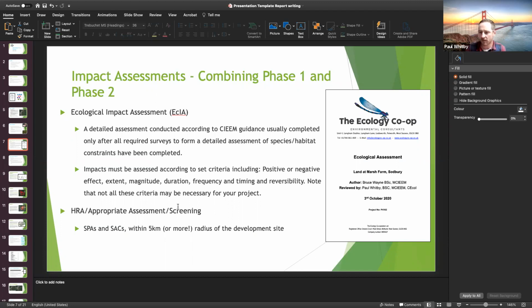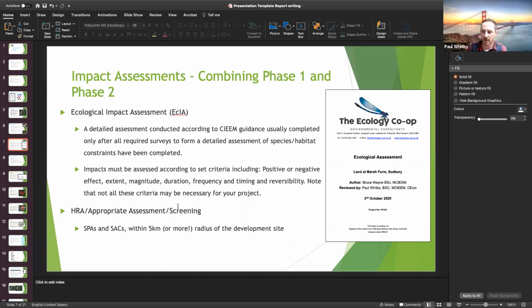I put an illustration on the right of what we actually call this report, because we don't title it an ecological impact assessment. We call it just an ecological assessment report. The reason being is that within the ECIA guidelines, they've been produced to cover ideally everything from a very small development right the way up to a new power station over 250 hectares with huge numbers of impacts. And the detail required within that means that you are potentially looking at positive or negative effects, the extent, magnitude, duration, frequency and timing, reversibility of any impacts identified.